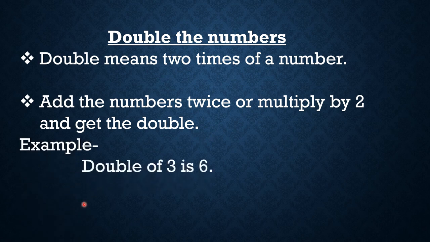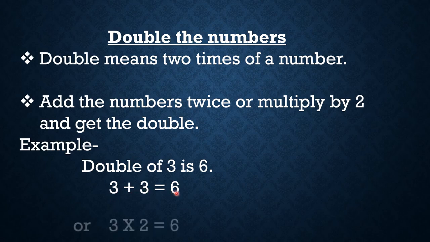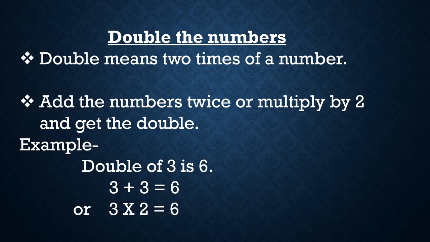Let's see with an example. Double of 3 is 6. 3 का डबल यानी कि 3 multiplied by 2. Okay, so that is equal to 6. 3 plus 3 is equal to 6. तो यहाँ पर हमने 3 और 3 को 2 times प्लस किया है तो हमारा आंसर क्या आया? 6. और यहाँ पे हमने 3 को 2 से मल्टीप्लाई किया है एंड वी गेट 6. अंडरस्टूड बेटा?